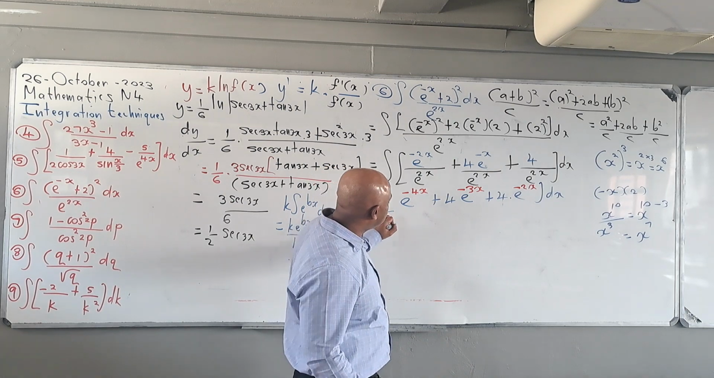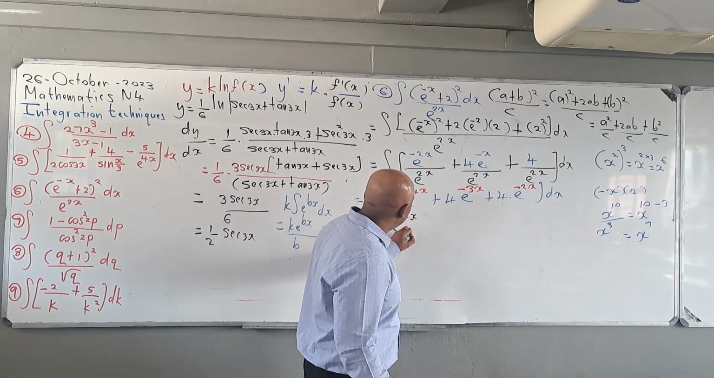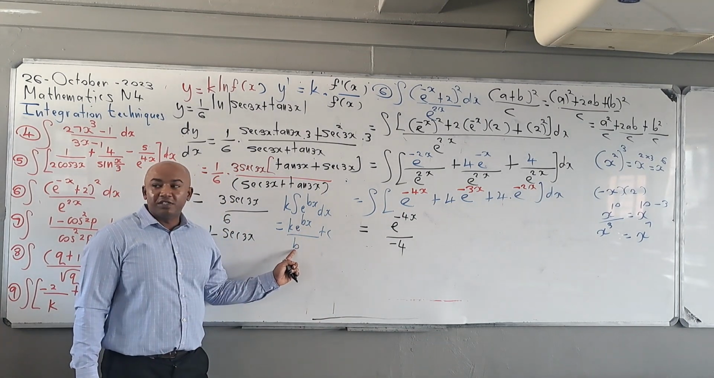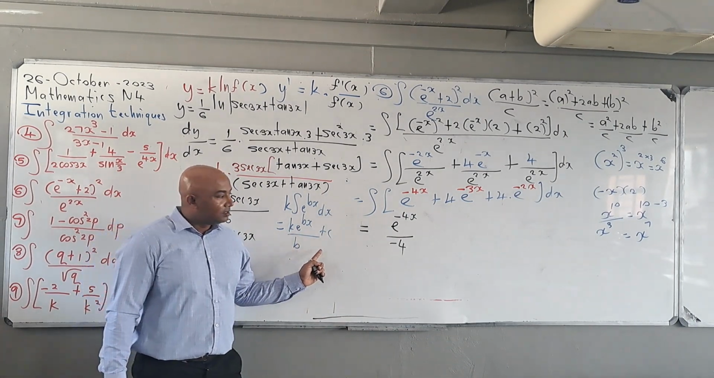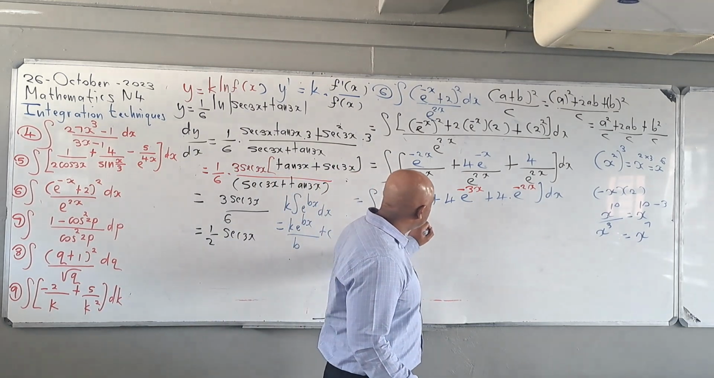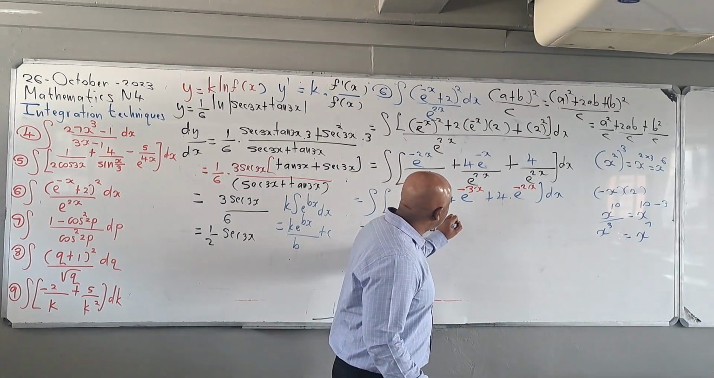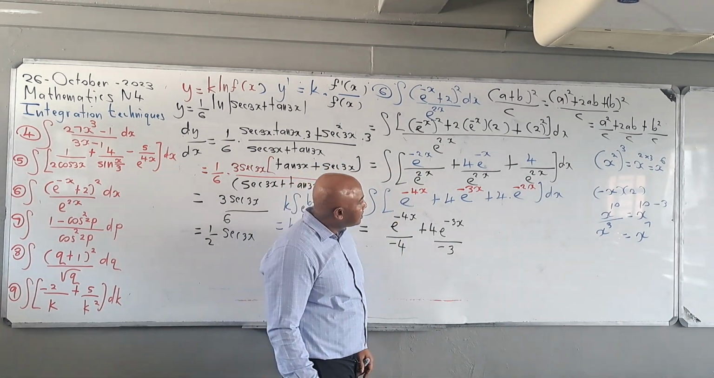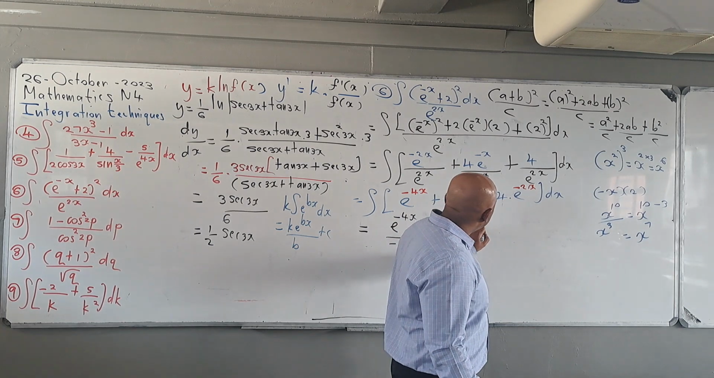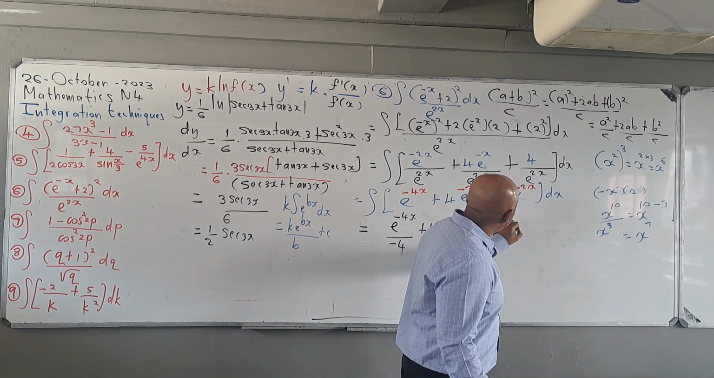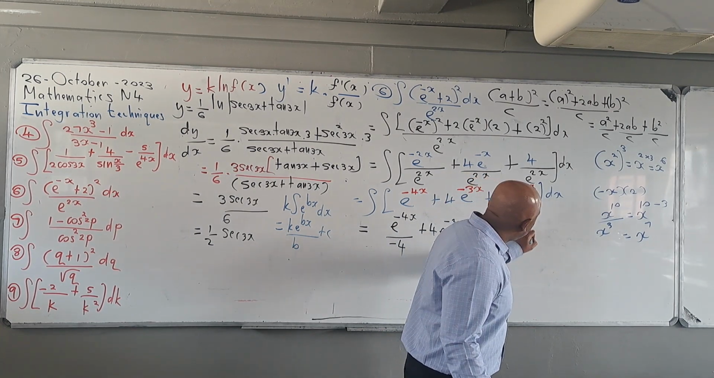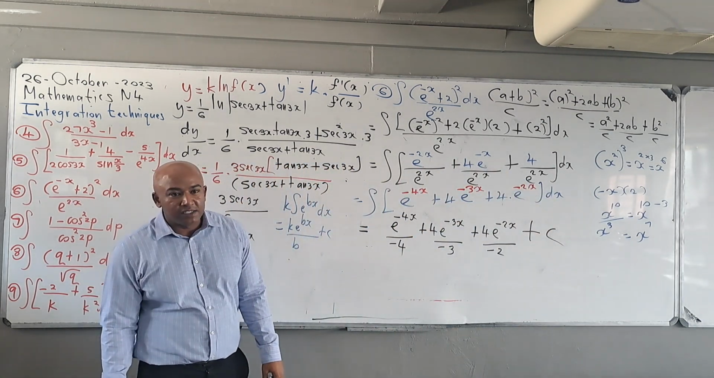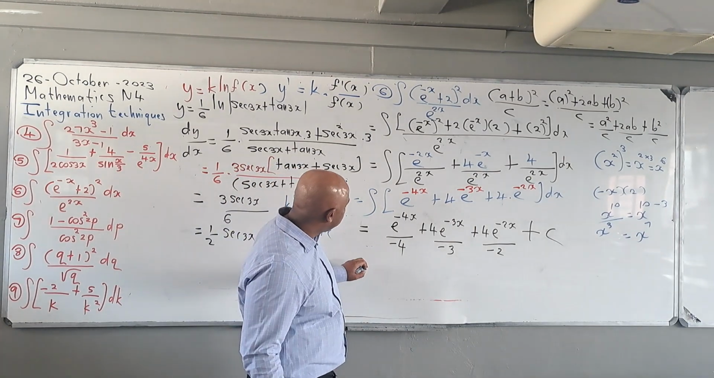Nothing to explain now. That's going to be e to the power minus 4x all over minus 4. Whatever you have here, don't forget to divide in the bottom there. Can you see that? Then the next one, there is plus 4 e to the power minus 3x all over minus 3. And the last term there is plus 4 e to the power minus 2x all over minus 2. Finally, you write down plus c just one time only. You don't have to write it down 2 times, just one time only.